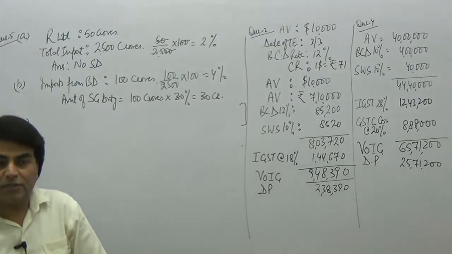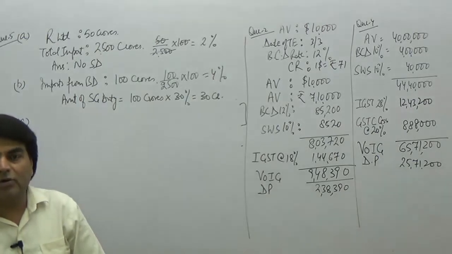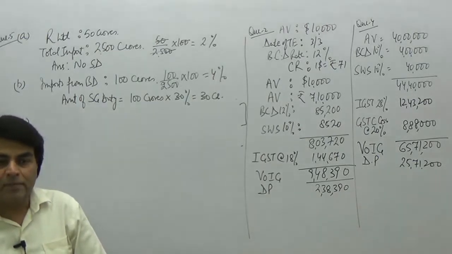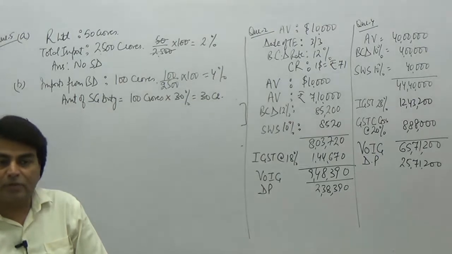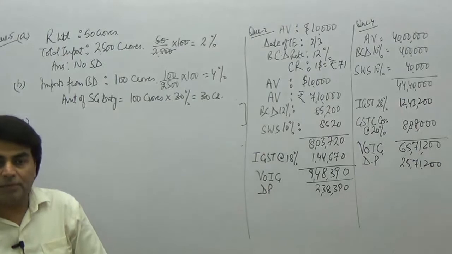The additional information is that C Limited, M Limited and A Limited also imported the same goods from Sri Lanka, Indonesia and Malaysia. All of these three are developing countries. What is the extent of import? 70 crores by C Limited, 65 crores by M and 60 crores by A Limited.